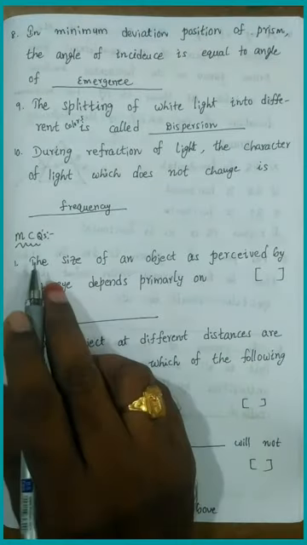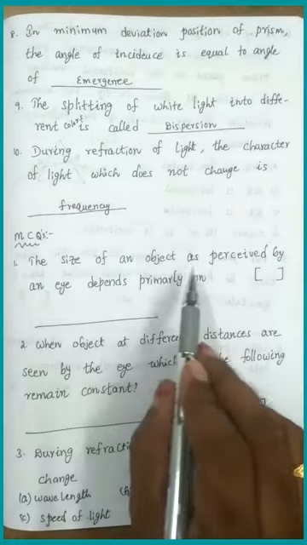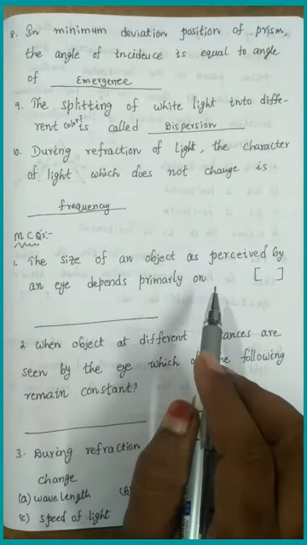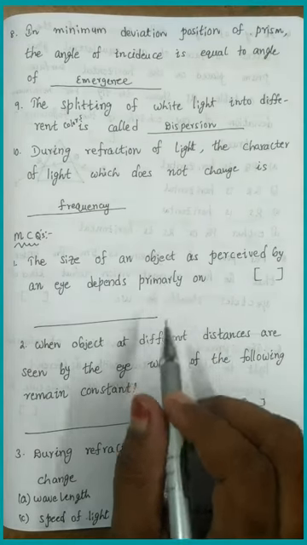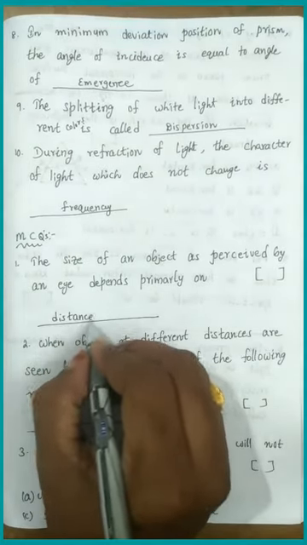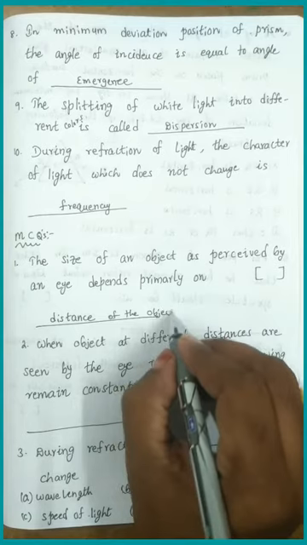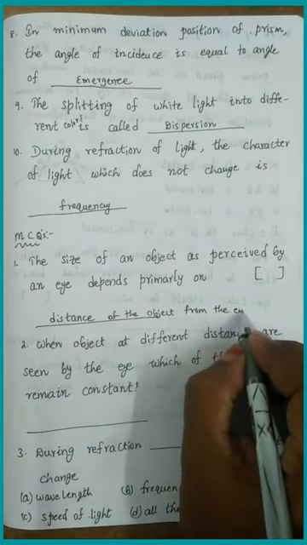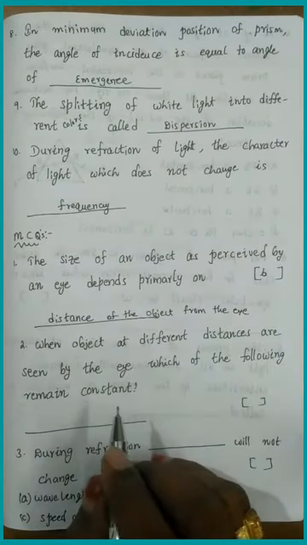Okay, next, multiple choice questions. In the multiple choice questions, the size of an object as perceived by an eye depends primarily on the distance of the object from the eye. According to our textbook, the option given for us is B.